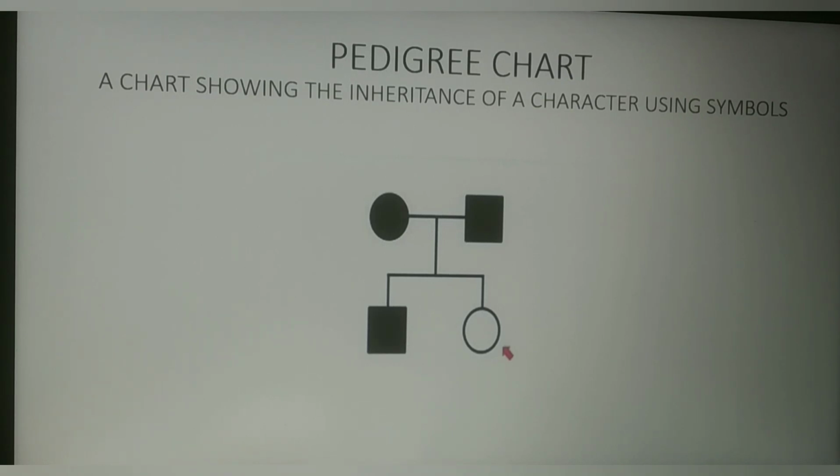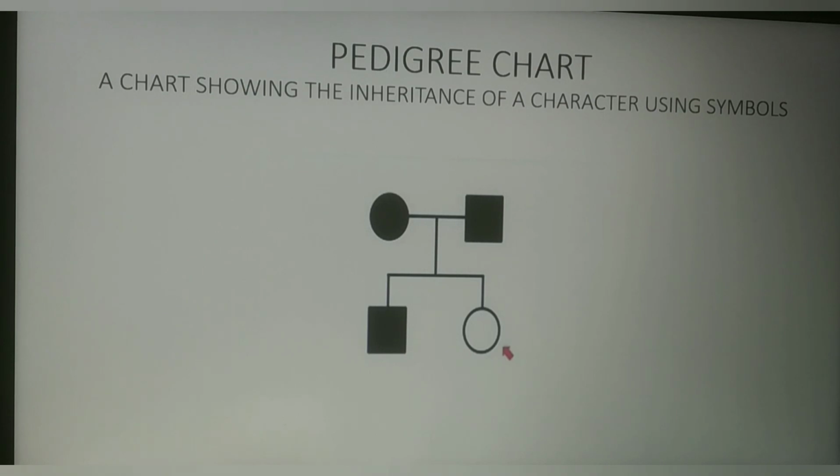So the first line, the shaded circle and the shaded square, represents the first generation, whereas in the second generation, the children shown are the shaded square, which is an affected male, and the unshaded circle, which represents a normal female. So here the parents are both affected individuals, whereas the children, a son and a daughter, the son is affected, whereas the daughter is a normal female.